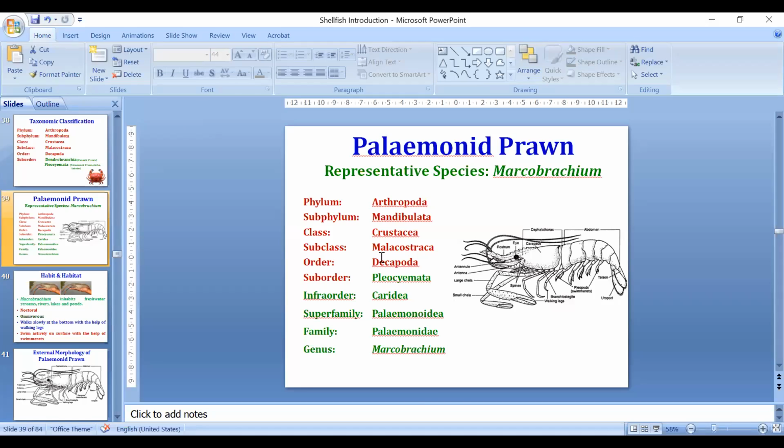So today, first we will see the taxonomic position of the Palaemonid prawn Macrobrachium. As I have told, it belongs to the phylum Arthropoda, then subphylum Mandibulata, class Crustacea, subclass Malacostraca, order Decapoda, suborder Pleocyemata. Then this suborder Pleocyemata has 7 infraorders. This Palaemonid belongs to the infraorder Caridea, and this infraorder has several superfamilies. It has one superfamily Palaemonoidea, which belongs to the family Palaemonidae and the genus Macrobrachium.